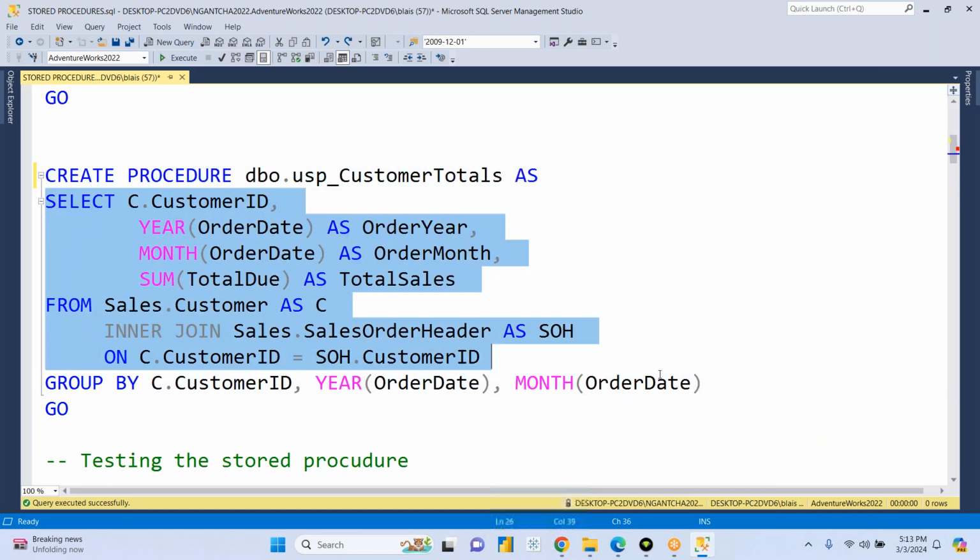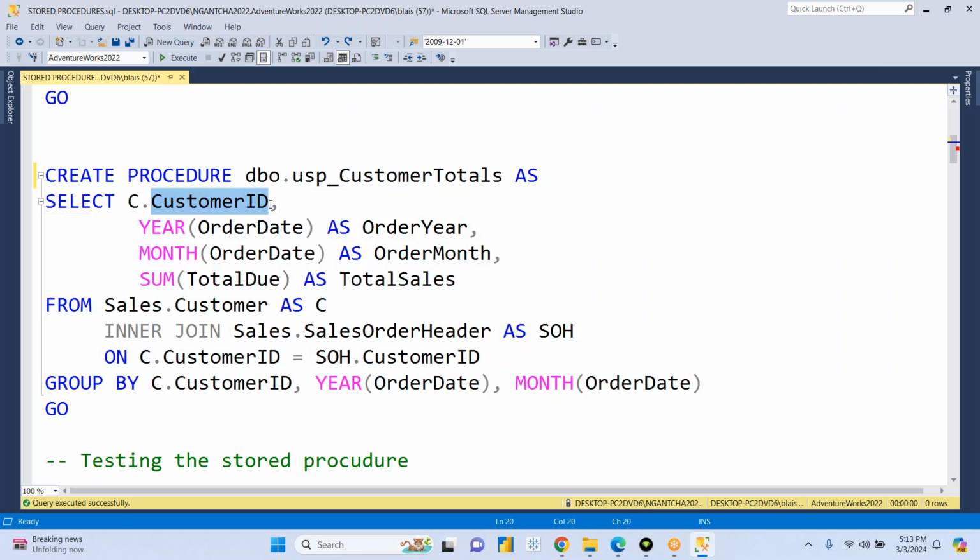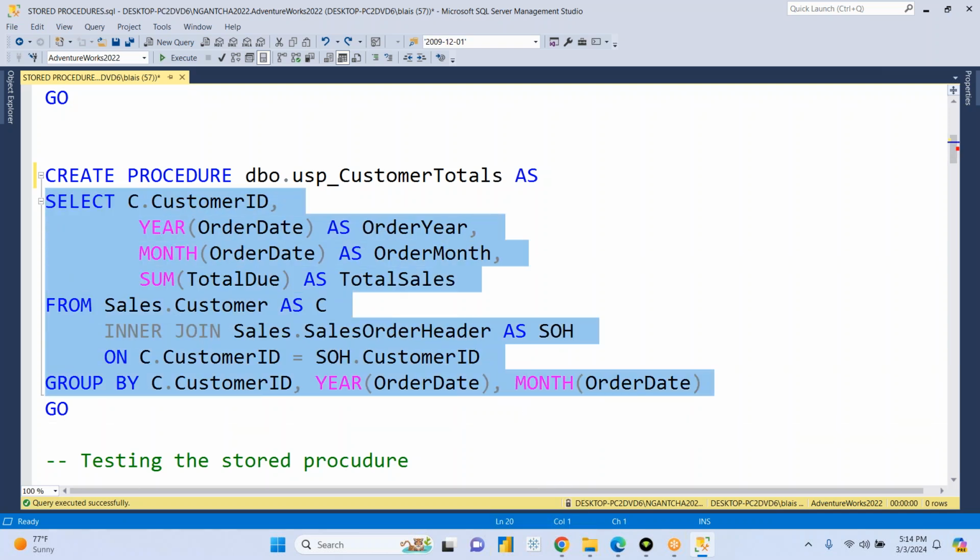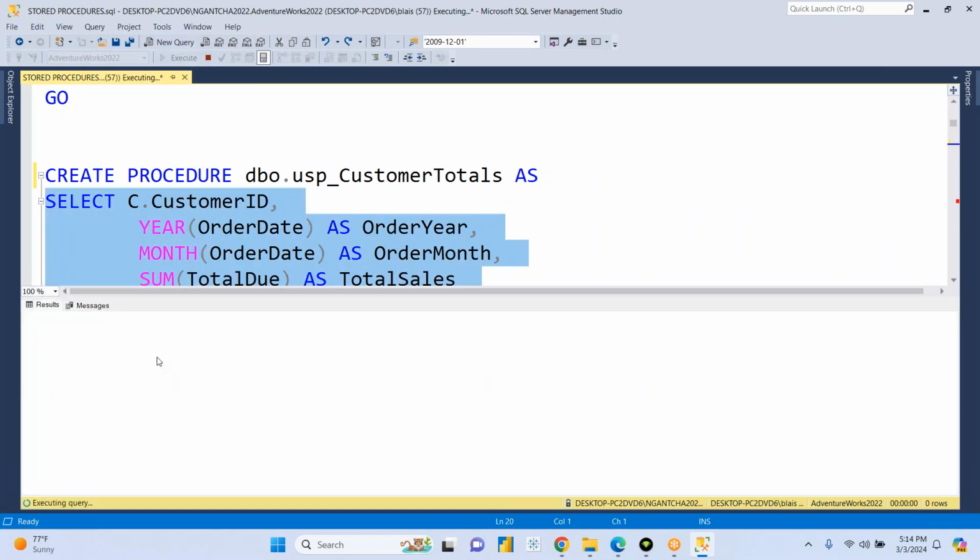So first thing, let's review and understand this. We are showing each customer, we're extracting the year their order was placed, we're extracting the month, and we are showing the sum total due, total sales. So we are doing this for each customer over each year, month. So this has to go through the customer table, inner join sales order header on this condition. Since we have an aggregated column right here, it means that this and this have to go into the group by. So that's how we decode that process, and you can execute to show this result.